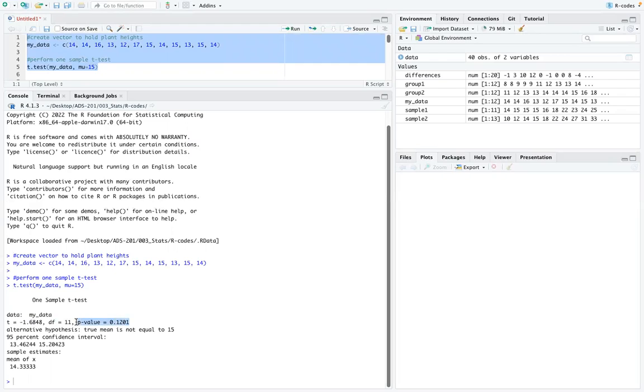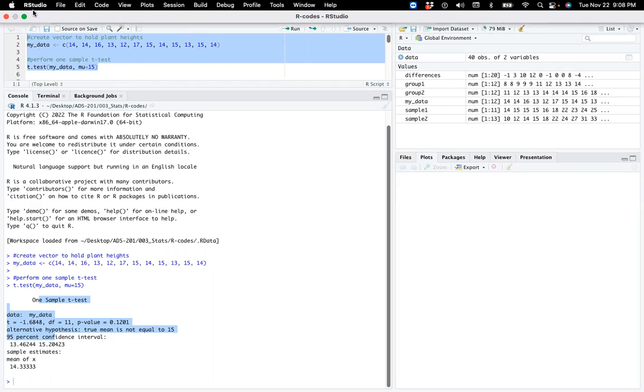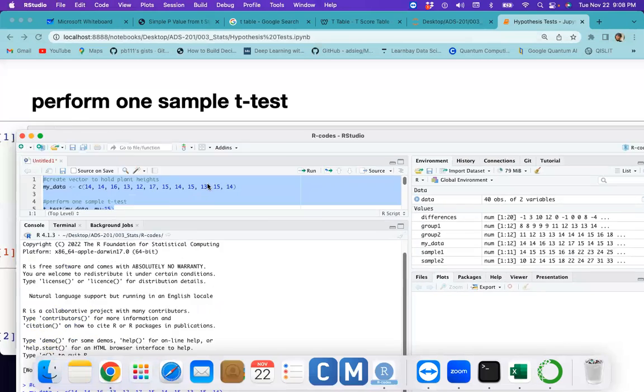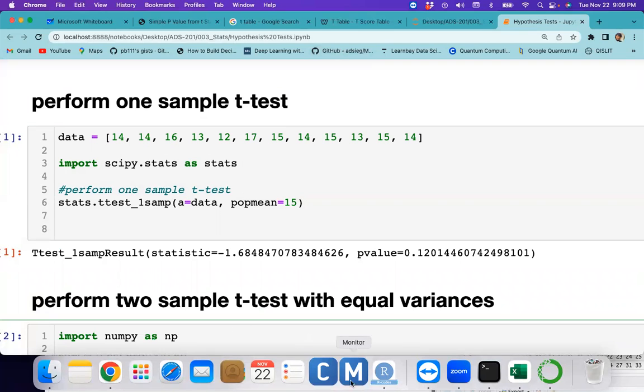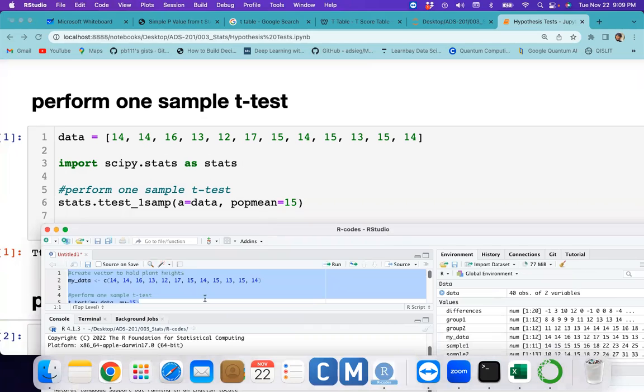If the p value is more than 0.05, you should accept the null hypothesis. That means the alternate hypothesis, true mean is not equal to 15, is rejected. The 95% confidence interval means the mean lies in the range of 13 to 15 only. So this is the way we can use the t-test in R, and in Python, in stats, we have ttest_1samp. Just note these formulas, guys.